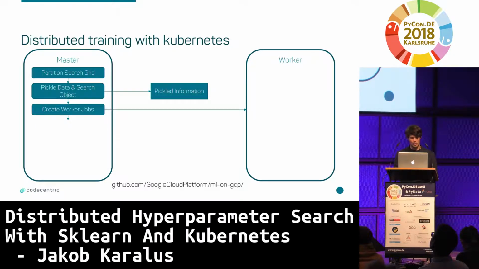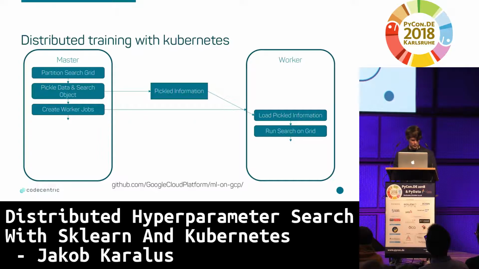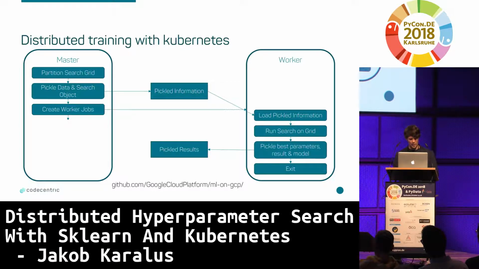We then create worker jobs. Kubernetes already has the concept of jobs. That would be a one-time container. So we start a couple of workers with some parameters. Each worker loads up his data, loads up his search grid and all this other stuff. He runs his hyperparameter search on his smaller search grid. When he's done, he pickles the best parameters, the accuracy result, and the model out, again, to S3 or something.